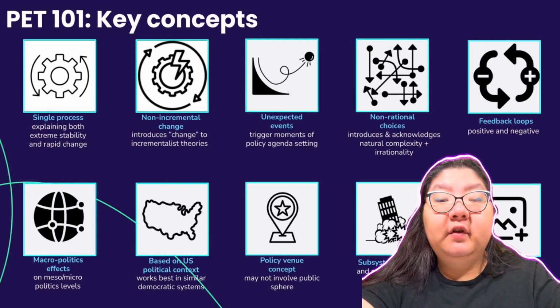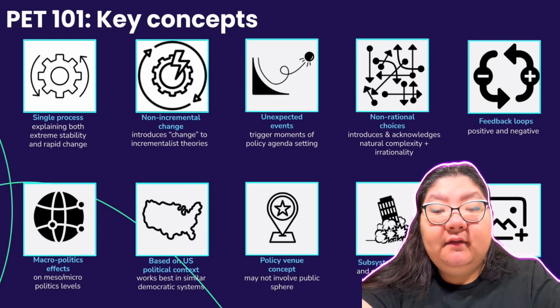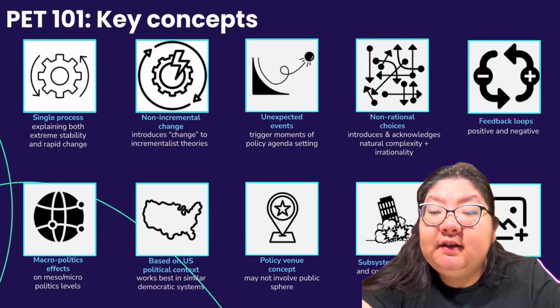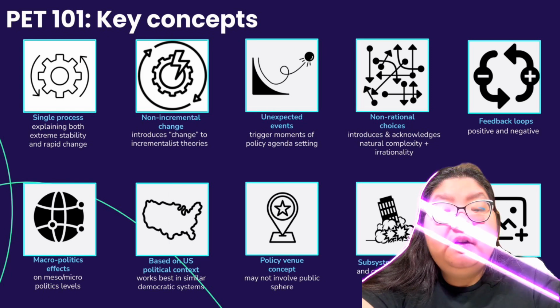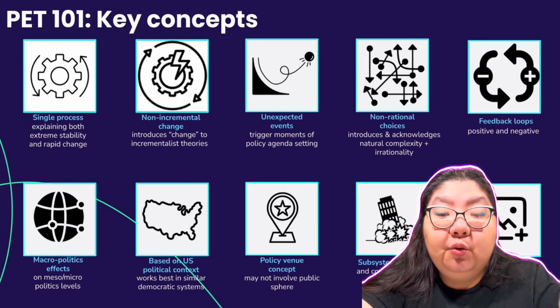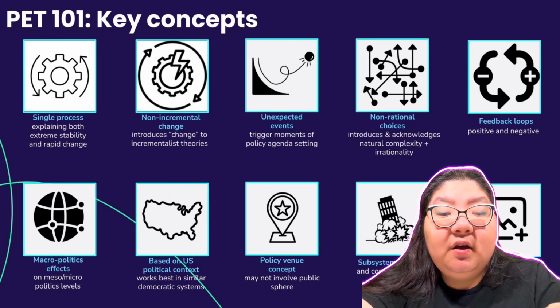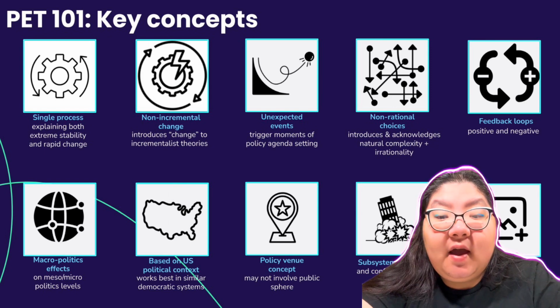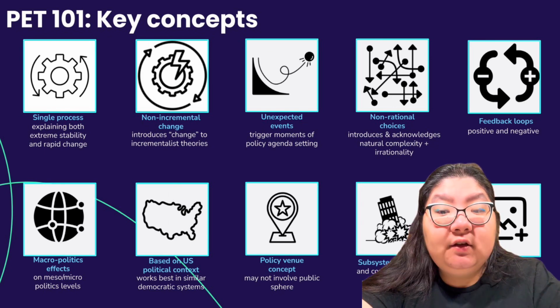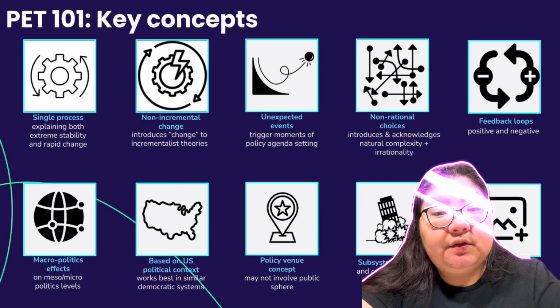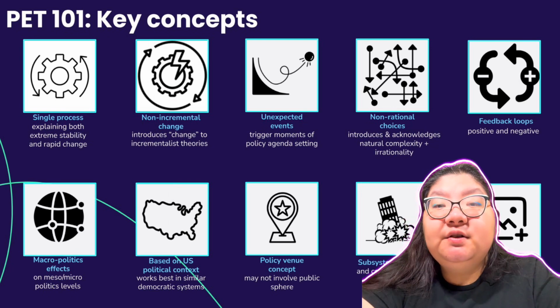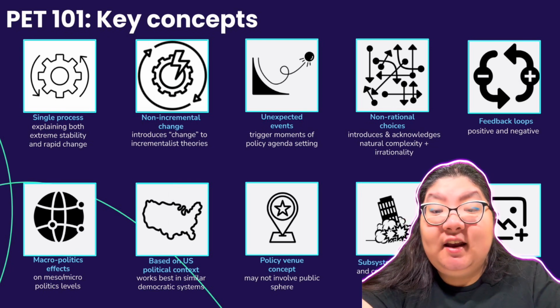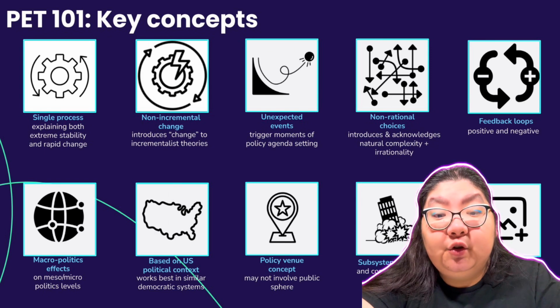So the theory explores how unexpected events trigger moments of policy agenda setting, and PET really describes a biological preference for stagnation and equilibriums as a survival mechanism. The theory also describes the impact of often unexpected dramatic changes, mostly coming from external sources, and this is similar to examples of spontaneous genetic or species divergence and emergence.